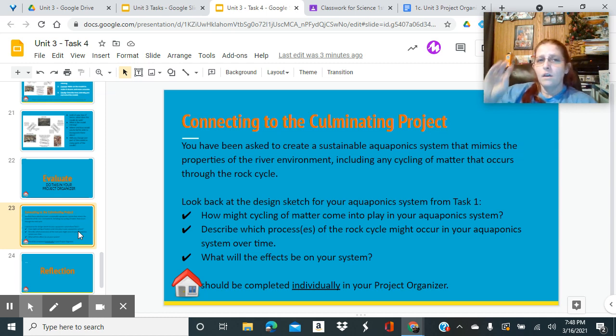So think ahead. We're troubleshooting. We're code tracing. We're looking at what could happen and how you are going to fix it ahead of time. What are you going to think about? So having those rocks, what is that going to do for your aquaponics system? What's going to happen to those rocks over time? And then how is that going to affect your aquaponics system?